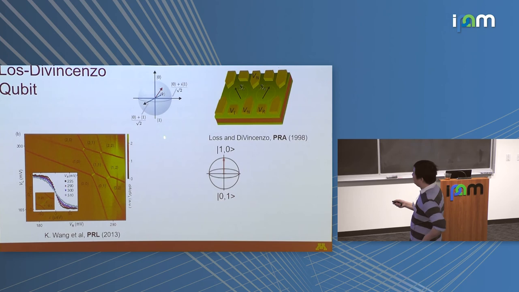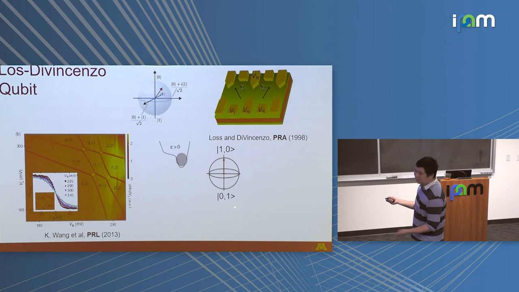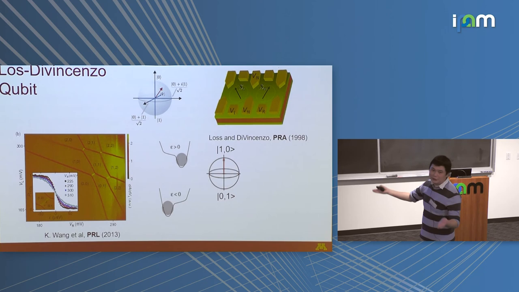The way you tune these states is that you can fully tune the energy splitting between those two states by simply tilting the confinement potential. If you tilt the confinement potential like this, the ground state of course becomes 0-1 because the electron wants to go to the right side, which is a lower energy state. Vice versa, you can tune it back with just a small change in voltage.